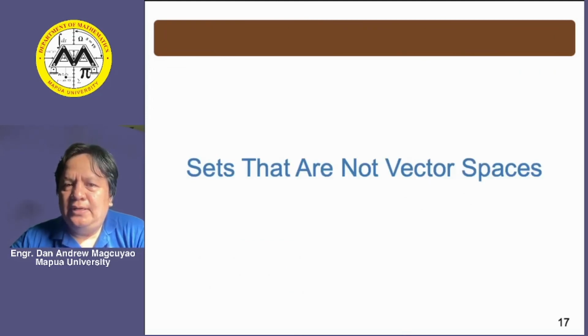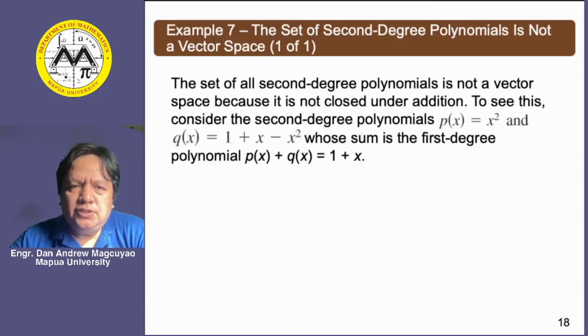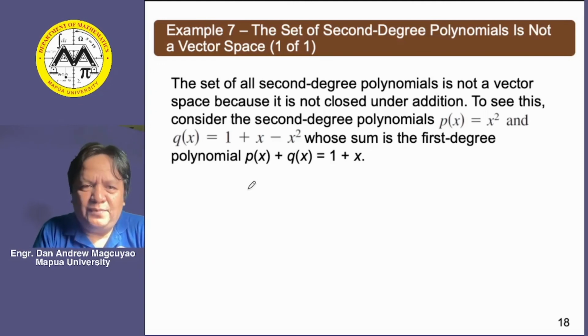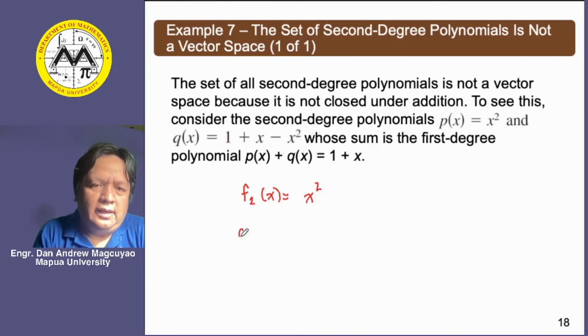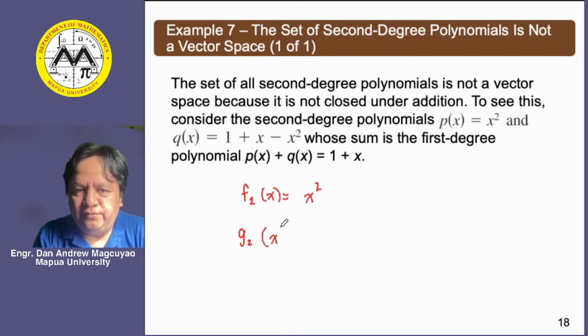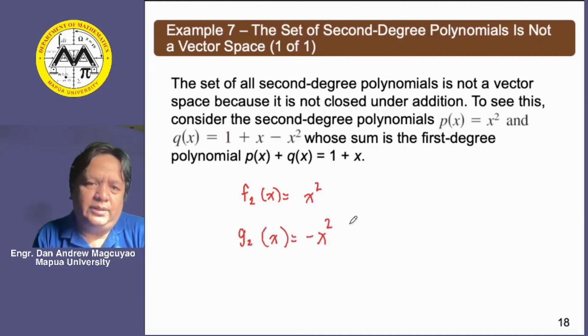Now let's consider a set that is not a vector space. Let us consider the set of all second-degree polynomials. The set of all second-degree polynomials is not a vector space because it is not closed under addition. So just to simplify that, let's have f sub 2 of x be equal to x squared. And let's have g sub 2 of x equal to negative x squared.